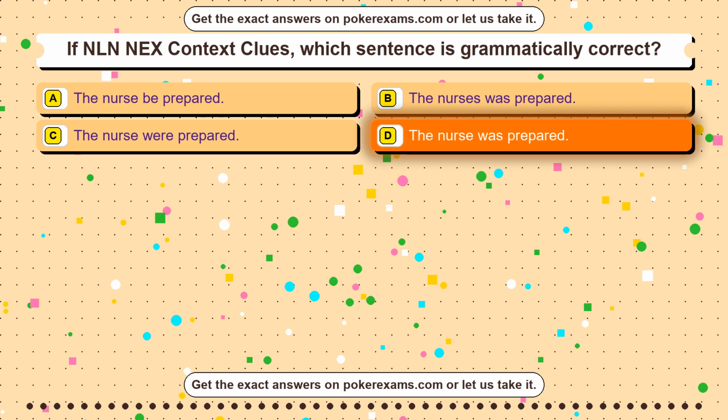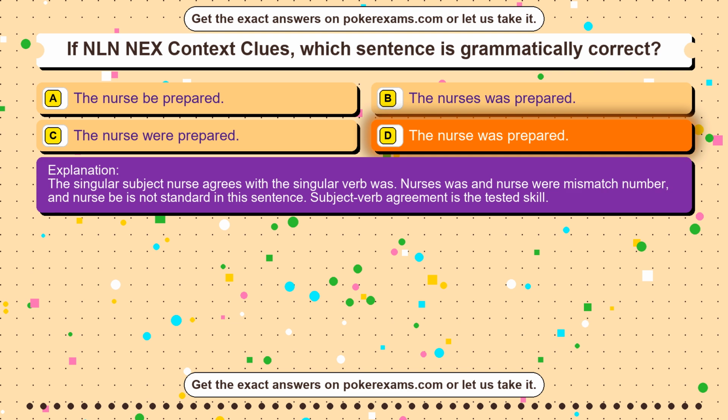The nurse was prepared. The singular subject nurse agrees with the singular verb was. Nurses was and nurse were mismatch number, and nurse be is not standard in this sentence. Subject-verb agreement is the tested skill.